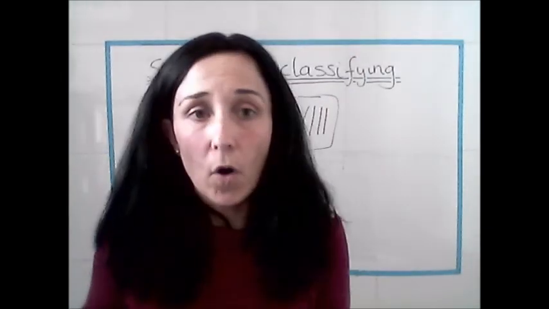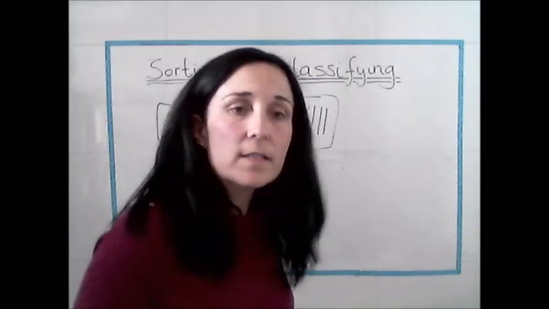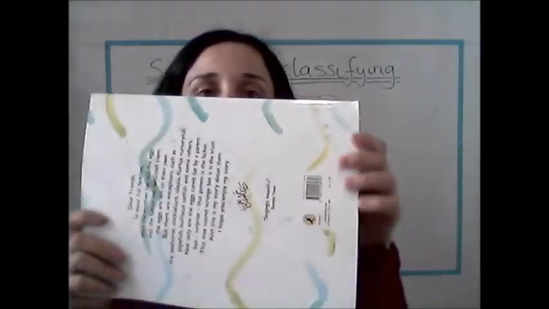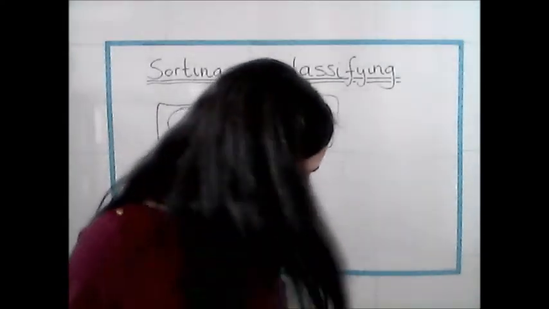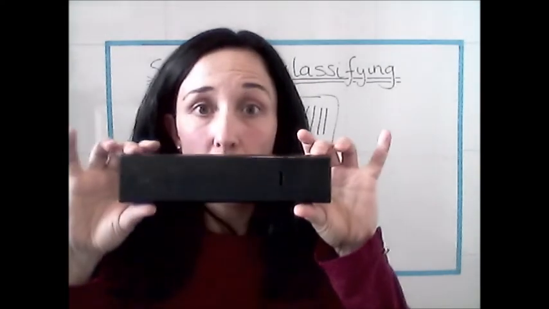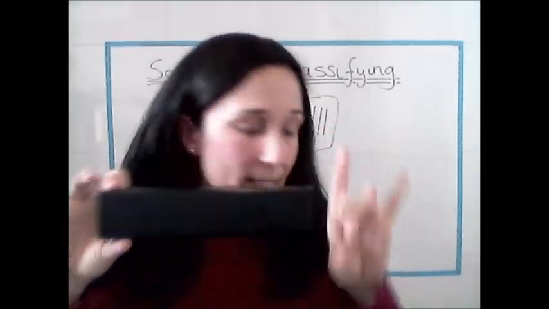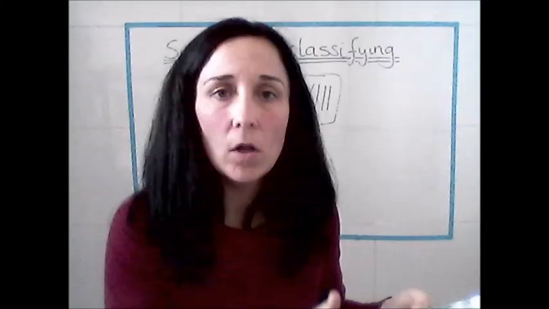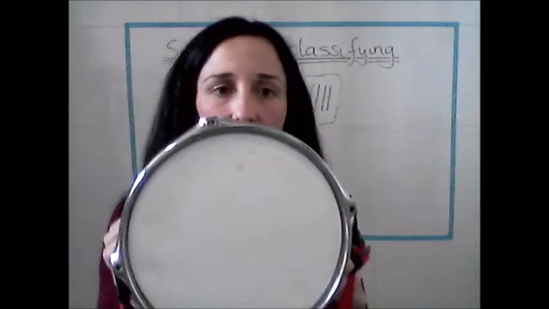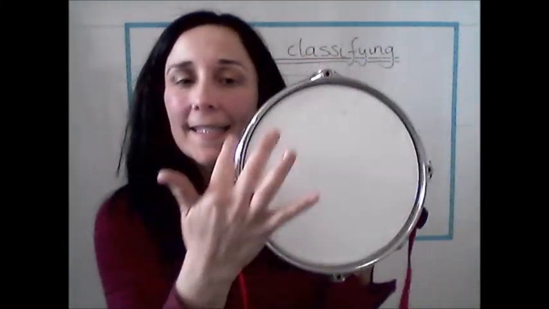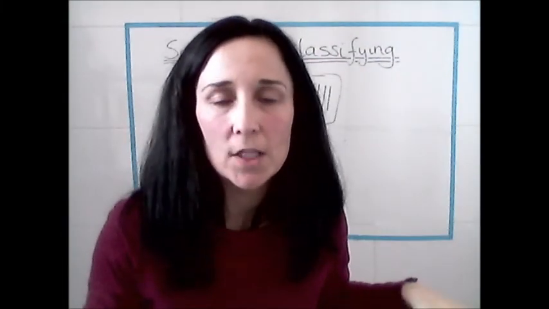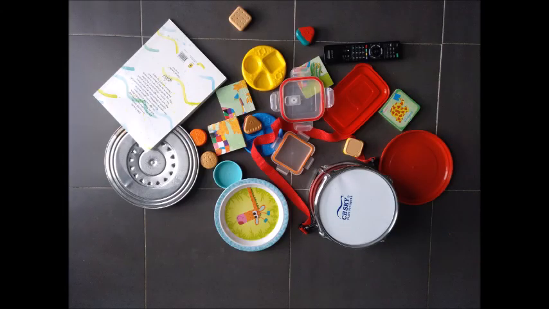I also have books. Some of my books are squares, but some others are rectangles. I also have a remote control, which is another rectangle. I am also going to use the drum of my song as a circle. It means that you can choose the objects you have in your house, okay? These are the ones I've chosen.